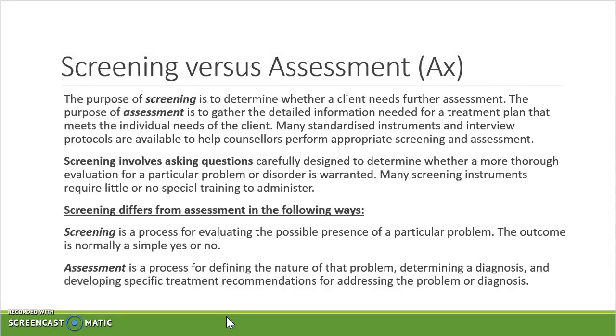Now, what's the difference between screening and assessment? Screening is a process for evaluating possible presence of a particular problem. Assessment is about defining the nature of that problem, determining a diagnosis, and developing specific treatment recommendations.